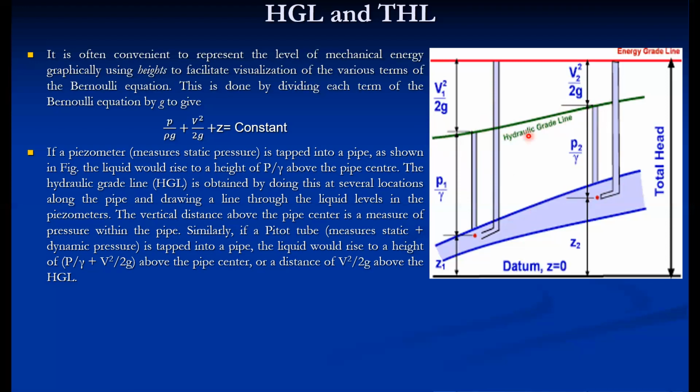Here the pressure continuously increases because there is a continuously increasing cross section. That's why the pressure continuously increases. On the other hand, the vertical distance above the pipeline measures the pressure within.